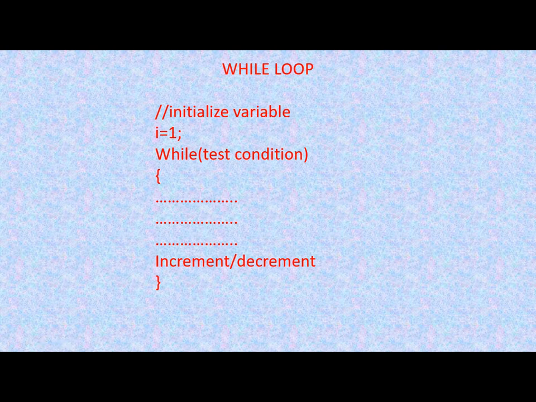Hello everybody, in this video we are going to study about while loop, the next control statement. As we did in the previous video, we studied about for loop. There we used initialization of variable, then a test condition, and then increment or decrement value. The same things we will have over here, but the way of writing is different. The structure of while loop is a bit different from for loop.